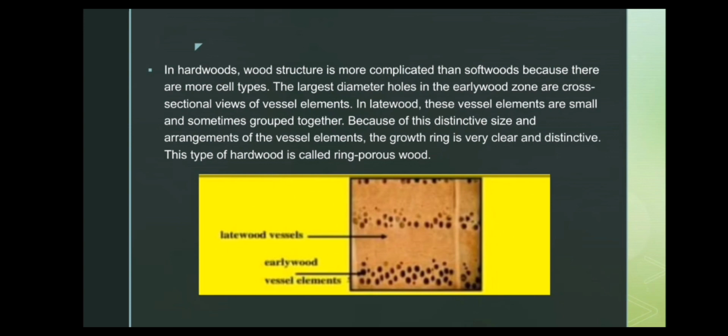This micrograph shows a cross-sectional view of red oak. So this is a red oak wood block. According to the statement, the ring porous wood has a very clear and distinctive growth ring. It is because of the distinctive size and arrangement of the vessel elements.